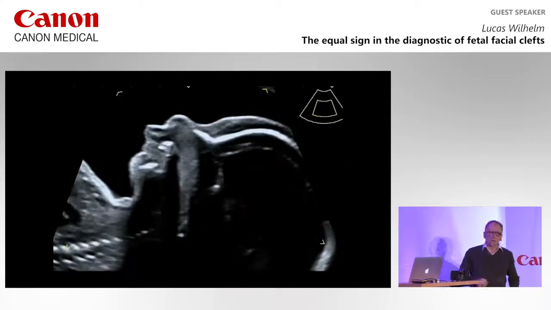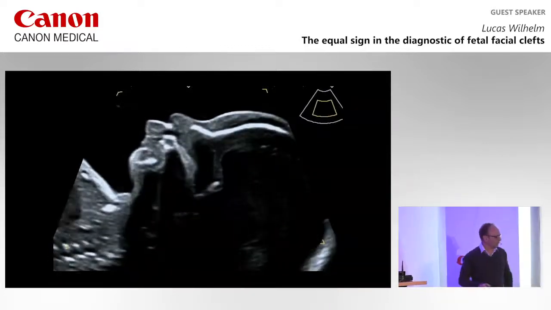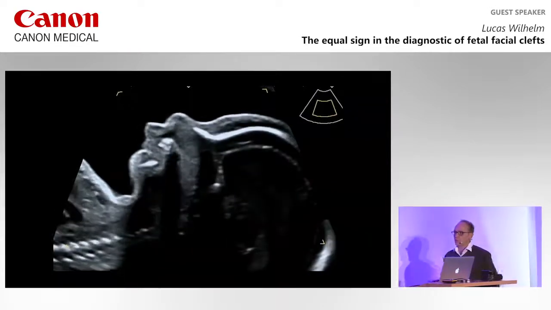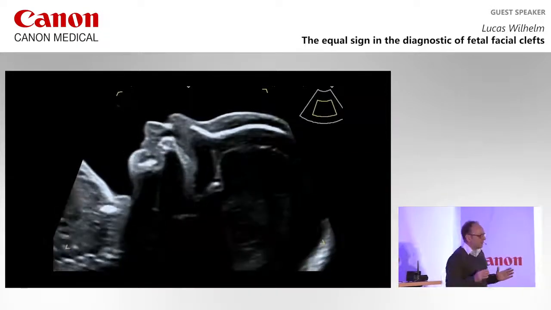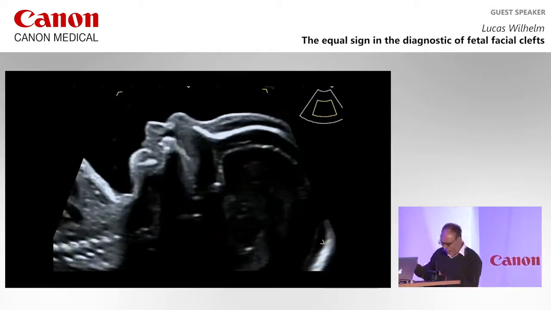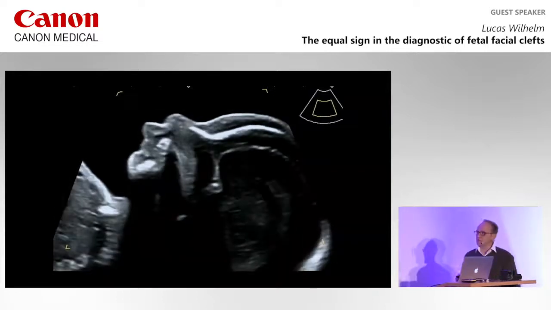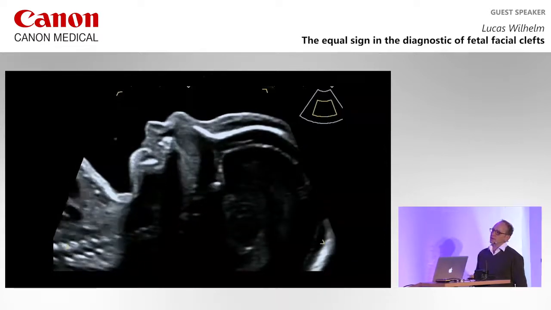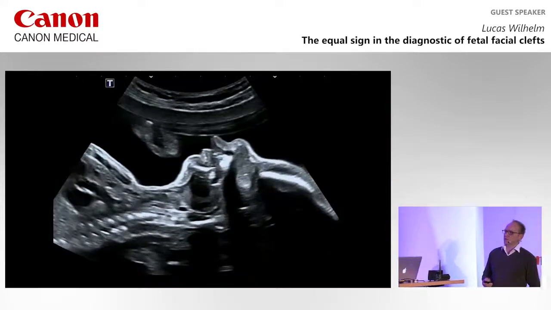So here we have another indicator. That's not a normal profile. Okay? You can see a markedly micro-retrognathia. So in this case, I don't search for the equal sign, because I have an indication that it could be because of the micro-retrognathia. So the next step is to check the palate in the mid-sagittal section. And then you see here this situation, okay?